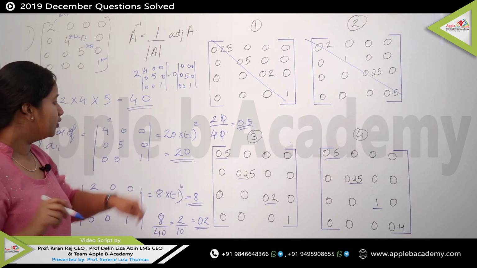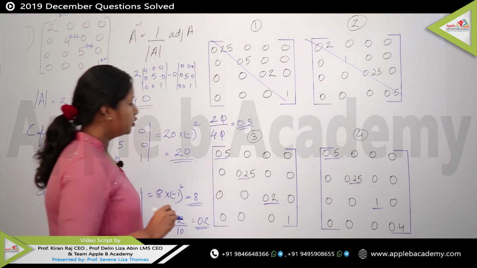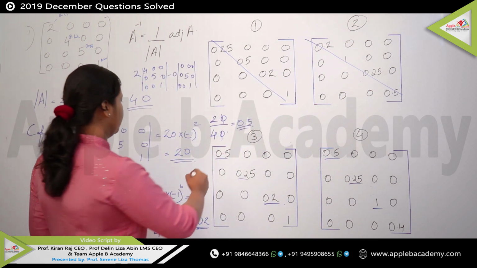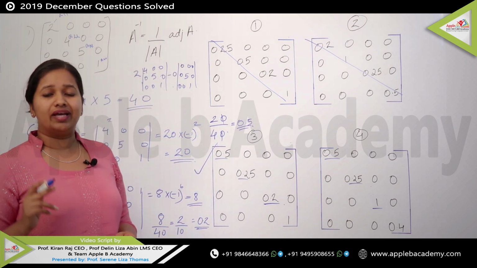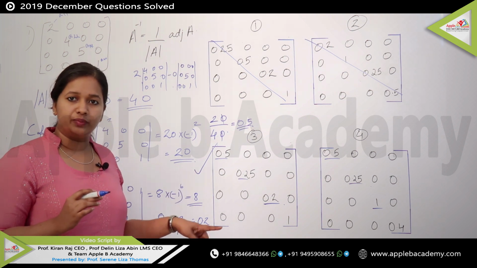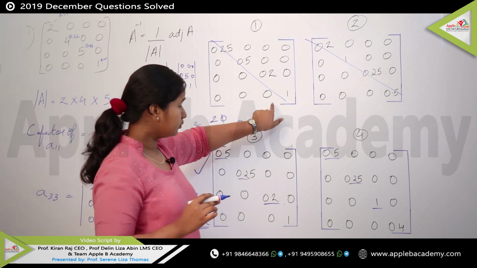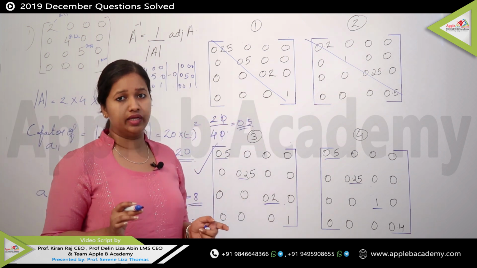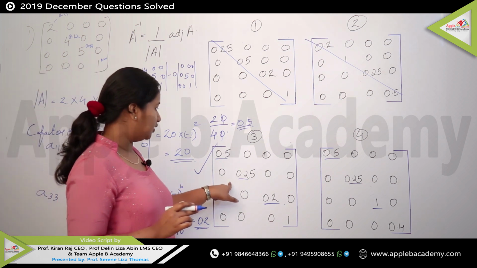If you look here, option 3 gives you 0.2. So the answer is option 3. You don't need to find the cofactor of all the elements. By looking at the options, we can rule out two options. Options 1 and 2 can be clearly ruled out, and finally the answer is option 3.